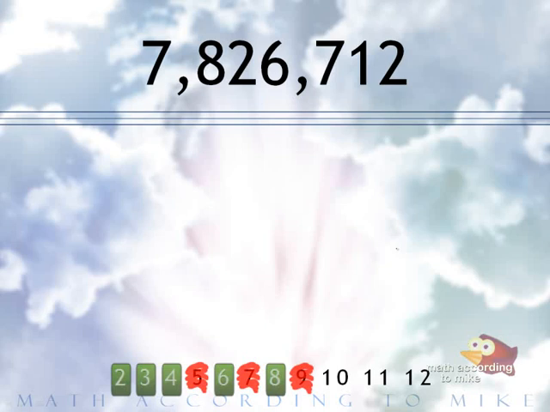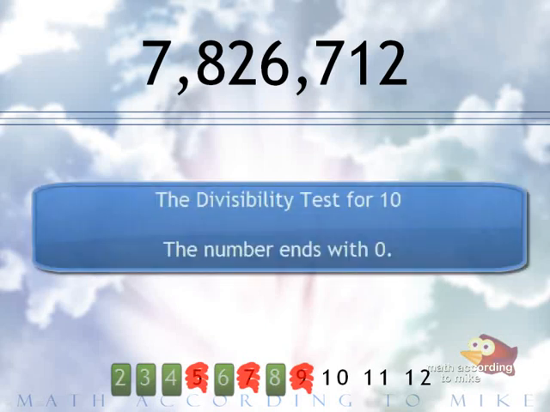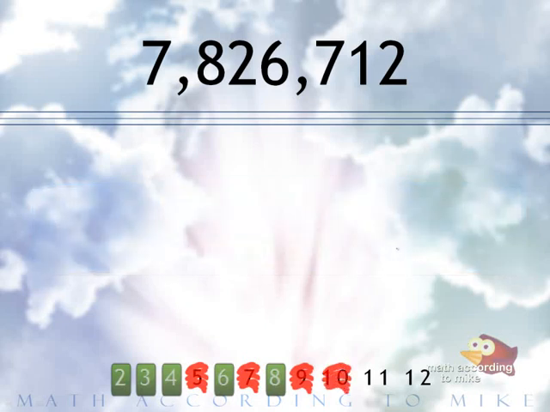10 is like 2 and 5, where you can just look at it. For 10, if the number ends with a 0, then that means the number is divisible by 10. You can also say this rule as if 2 and 5 both work, so does 10. So let's recap. 6 is if 2 and 3 both work. 10 is if 2 and 5 both work.